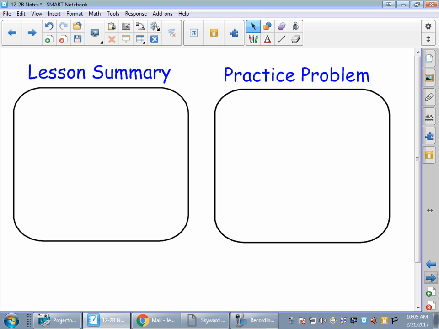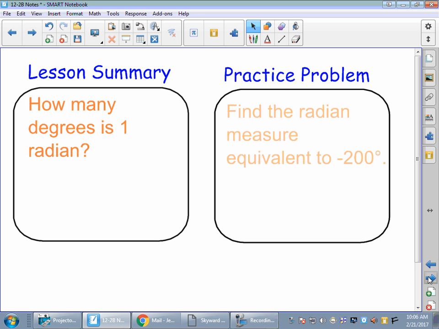So your lesson summary is to tell me how many degrees is 1 whole radian, and I want you to find the radian measure equivalent to -200 degrees. Good luck.